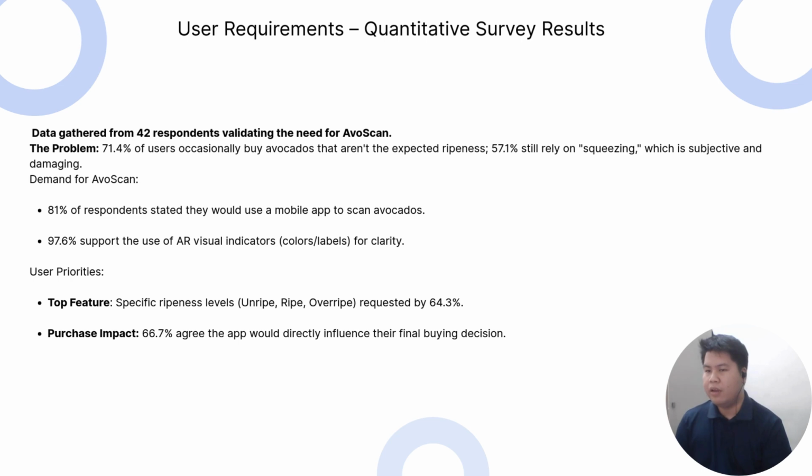Demand for AvoScan: 81% of respondents stated they would use the mobile app to scan avocados, and 97.6% support the use of AR visual indicator color labels for clarity. For user priority, the top feature, specific ripeness levels (unripe, ripe, overripe), was requested by 64.3%. Purchase impact: 66.7% agree that the app would directly influence their final buying decision.